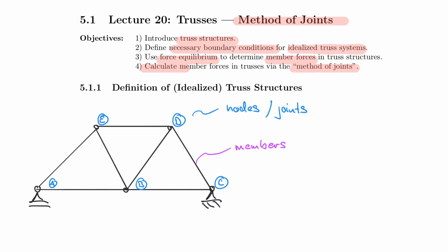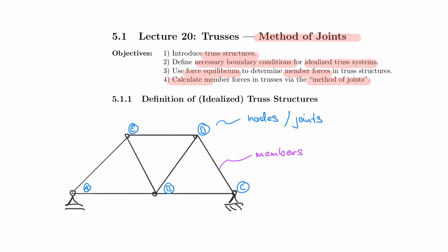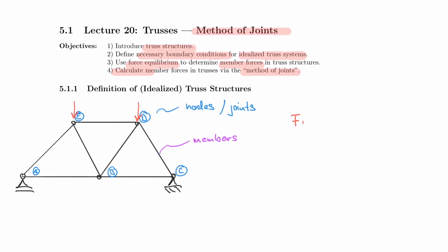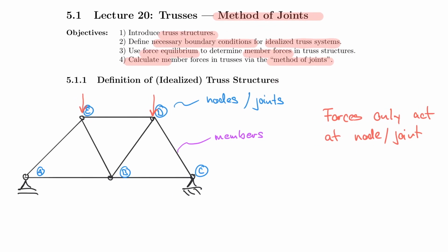And then we also have forces that apply to the system. But I need to be very specific about this. What you will see in this class is different than what you see in real life. So you will only see forces actually acting at the nodes. So in this class, forces only act at node or joint. And in a second, that will become clear why that is important for us. It's actually one of the boundary conditions we need to understand for analyzing structures in this class.